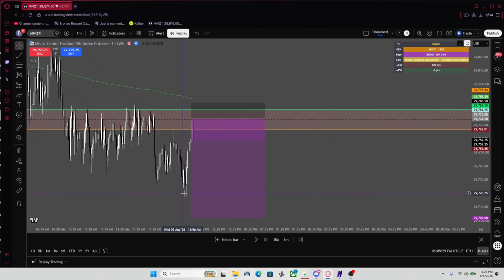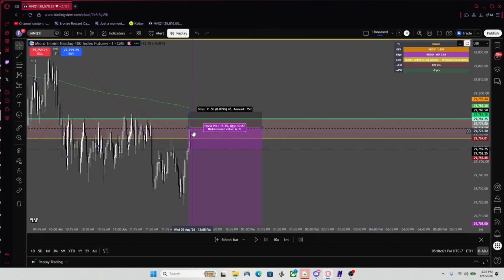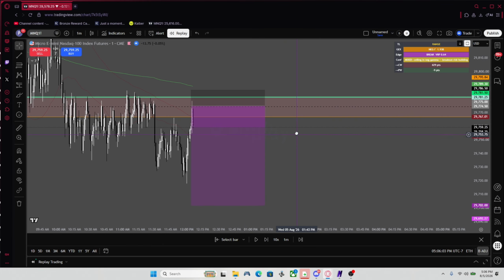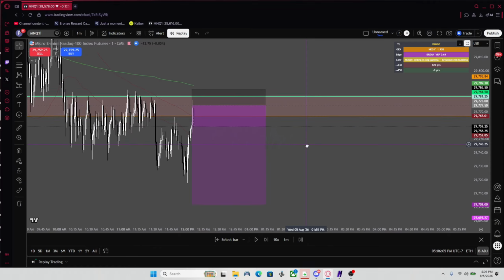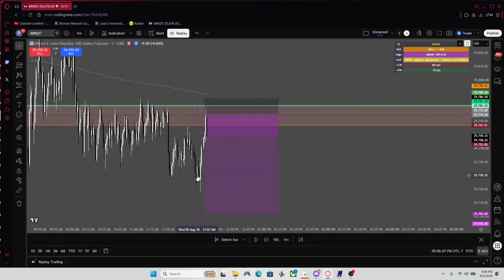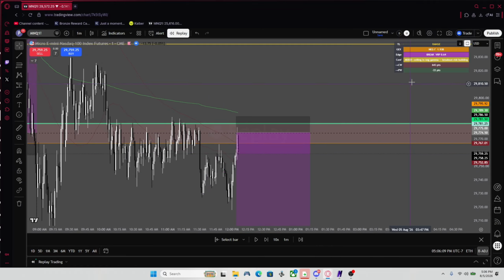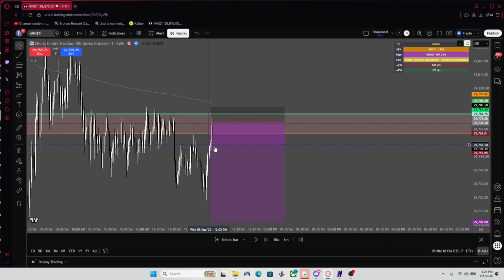You also could have entered at the bottom of this level. There was a lot you could have done. There's still current session lows to be targeted, a lot to target. This would have been the best setup of the day. We're in that break and retest on that trending down. This is a beautiful break and retest.